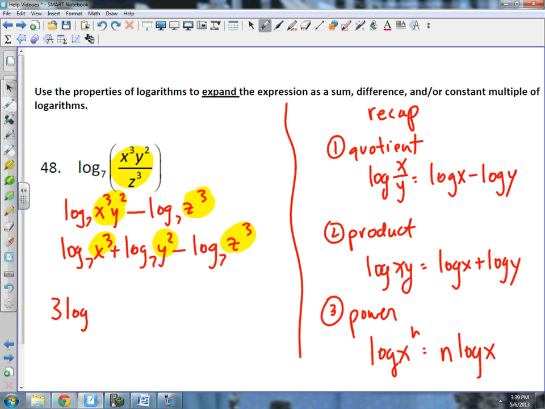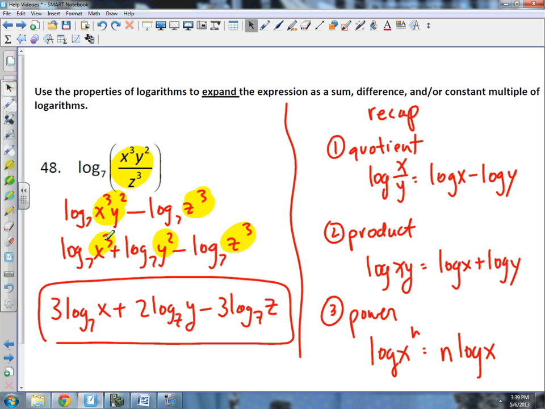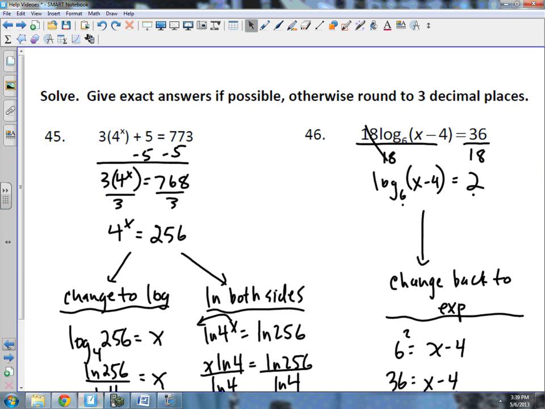So the final answer to this question is 3 log base 7 of x plus 2 log base 7 of y minus 3 log base 7 of z. And that would be the full expanded version of log base 7 of x cubed times y squared divided by z to the 3rd.